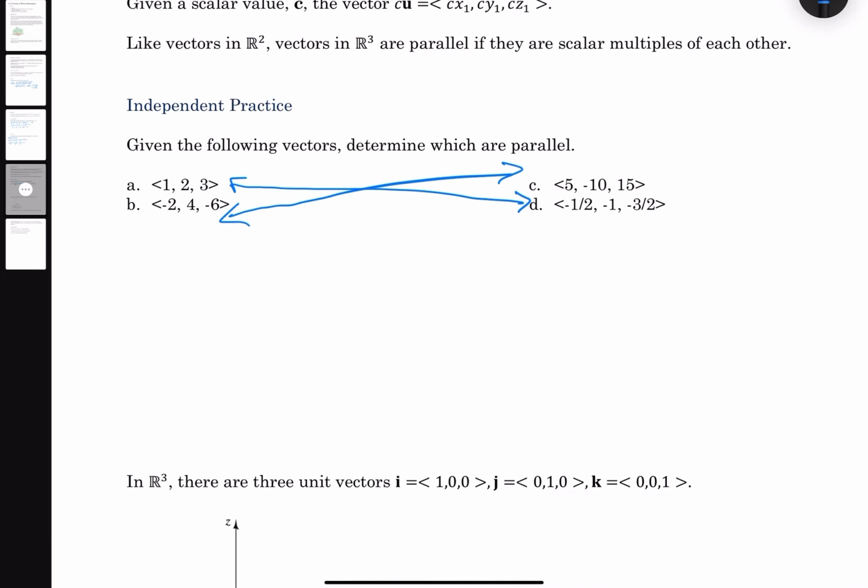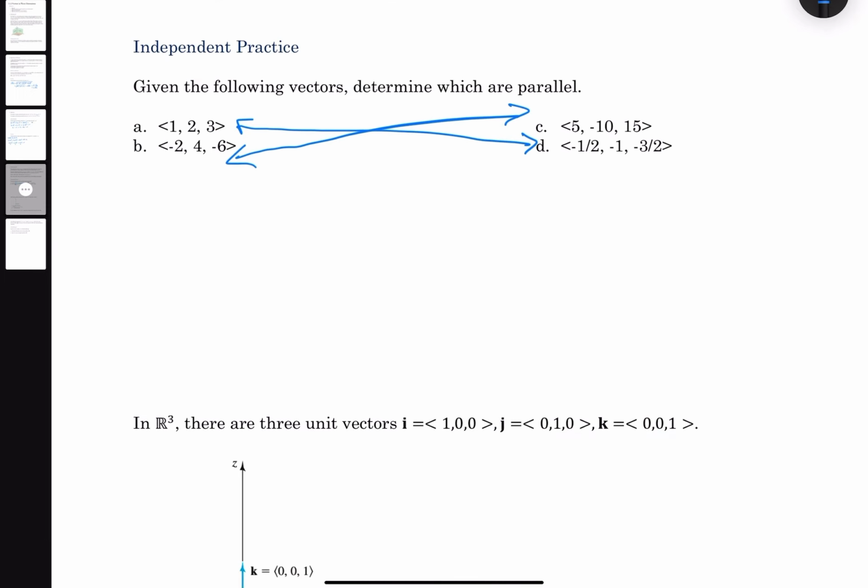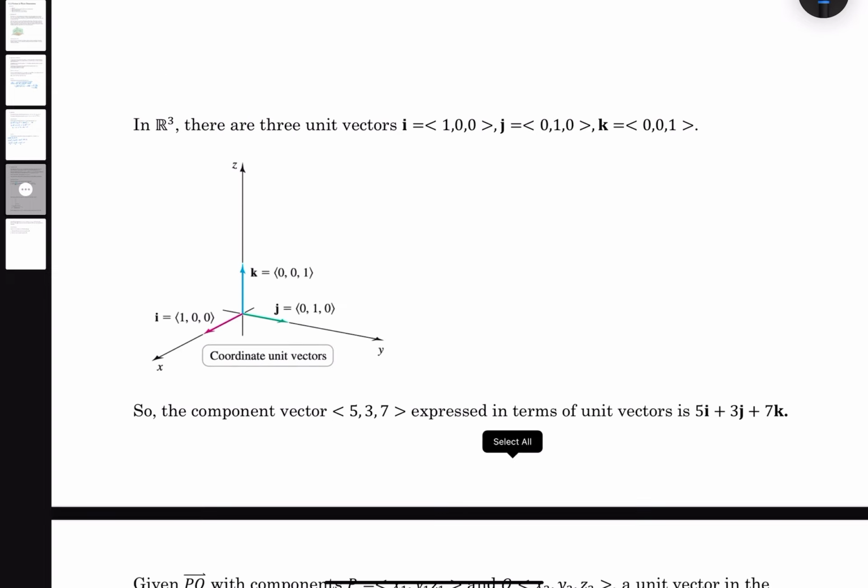In R3, and we'll talk about this at great length in linear algebra, we have 3 unit vectors. We can think about these as our basis vectors. You have the I vector, which we typically associate with X, the J vector that we associate with Y, and the K vector that we associate with Z. For I, X is 1, Y and Z are 0. For J, X and Z are 0, Y is 1. And for K, X and Y are 0, and Z is 1.